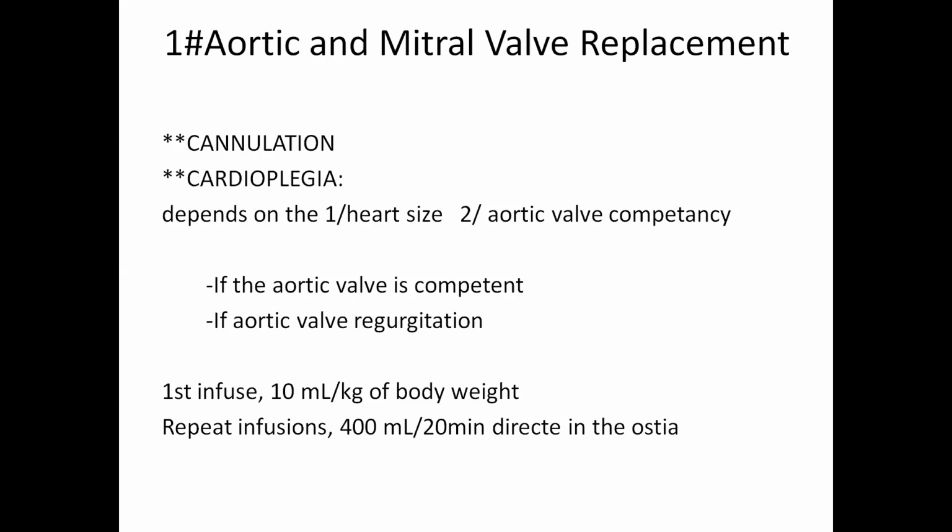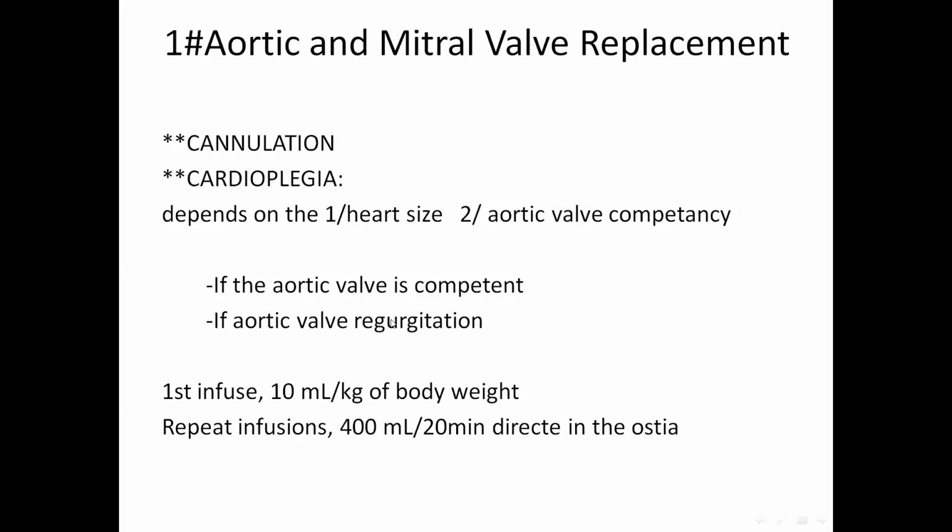And for the aortic valve competency, if the aortic valve is competent, in the first infusion we can give just 10 ml per kg of body weight. And if there is hypertrophy, we can give up to 15 ml per kg. For repetitive infusion, we can give 400 ml every 20 minutes. And it will be directly into the ostia, because aortotomy will be part of our surgery.